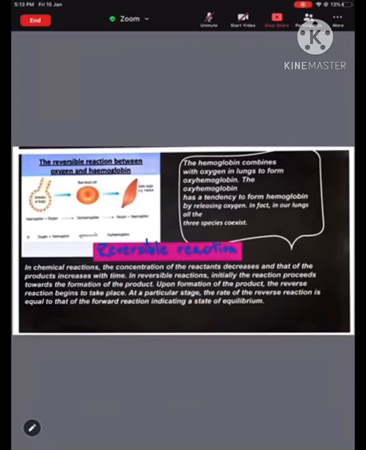Upon the formation of product, the reverse reaction begins to take place. So there is going to be a particular stage where the rate of the reverse reaction is equal to that of the forward reaction, indicating a state of equilibrium.